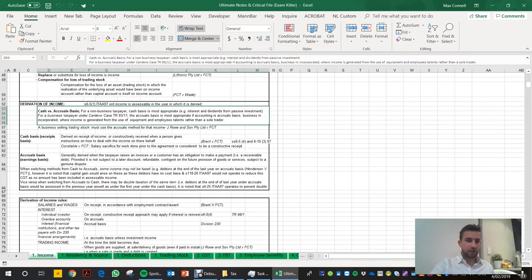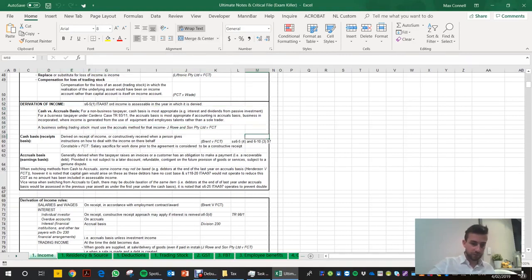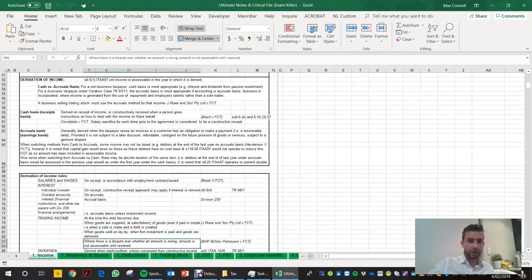This is what we were just saying before: non-business taxpayers should be using what is most appropriate, which is cash. However, you also need to consider what kind of income type it is. For example, is it interest? So we talk about some derivation of income rules down here: salaries and wages, trading income, and when we should actually be recognizing them as income.